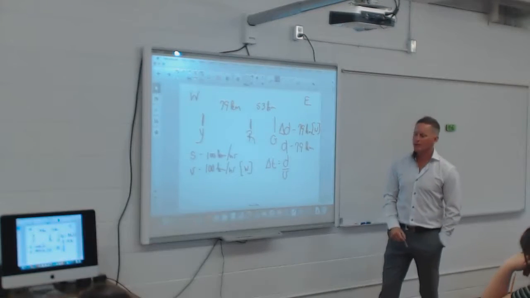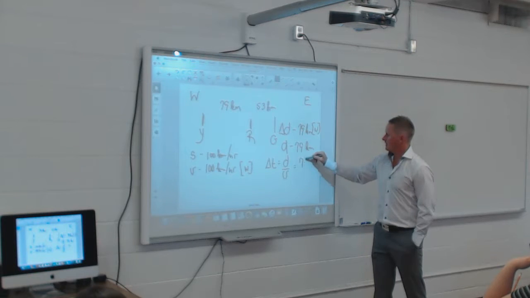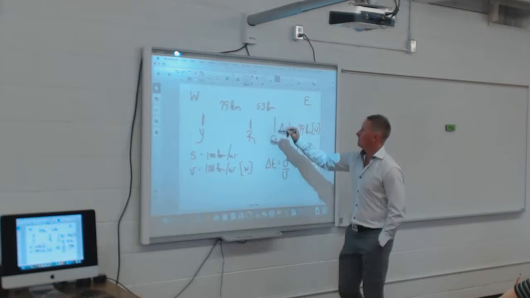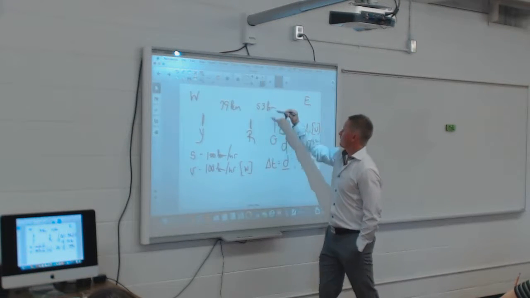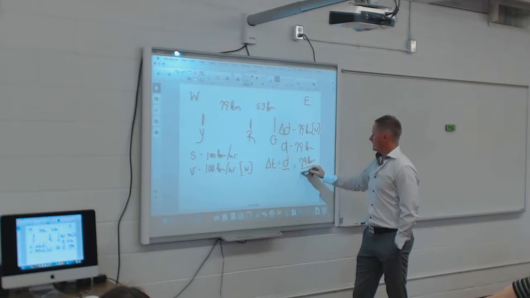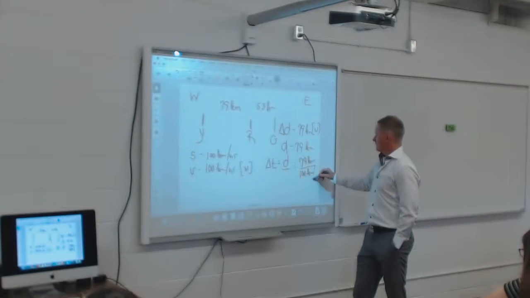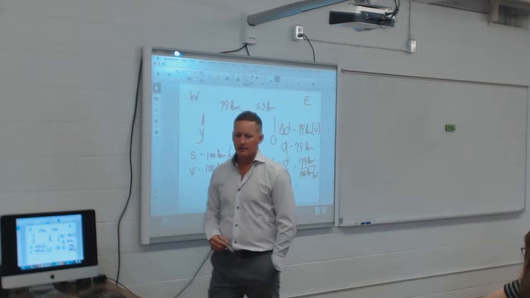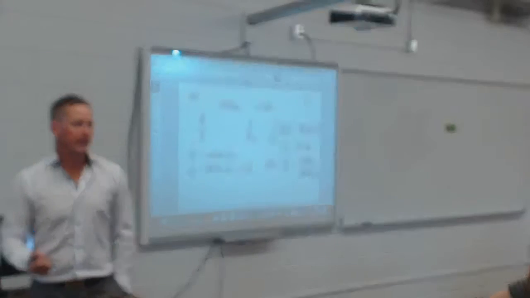Distance over velocity is equal to time, 79 kilometers. And actually, this should be speed, not time. Do it this way first. And that's 100 kilometers an hour. So it takes 79 divided by 100, which would give me how many hours that is.